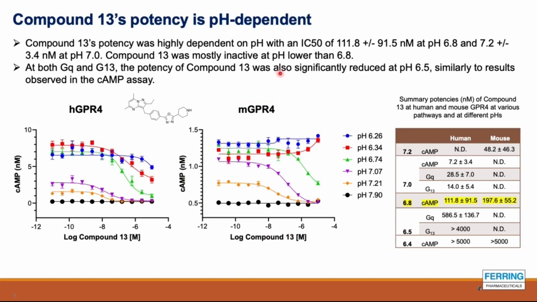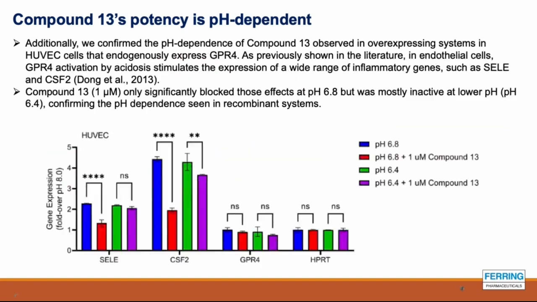In addition to cyclic AMP, we also profiled the pharmacology of compound 13 at other pathways, including Gq and G13, and observed similar results with the potency of compound 13 being dramatically pH dependent. To make sure that those results were not an artifact of recombinant system, we also confirmed the pH dependence of compound 13 in HUVEC cells that endogenously express GPR4.